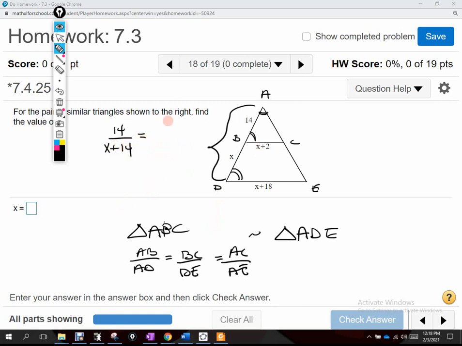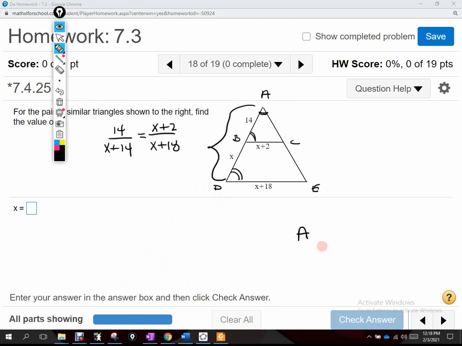How does that compare to BC? Well, BC is x plus 2. And that should compare to DE, which is x plus 18. Is that okay with how we compare them? Once we have that, then we're just going to cross multiply.